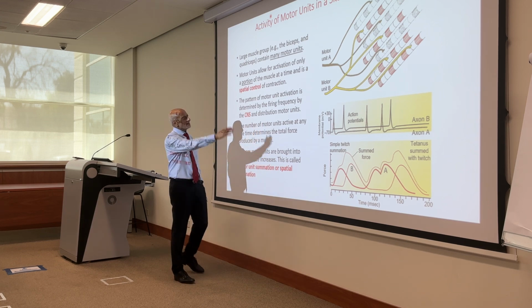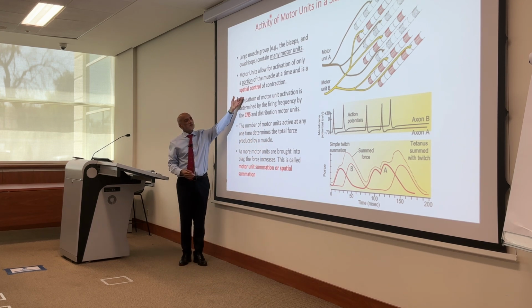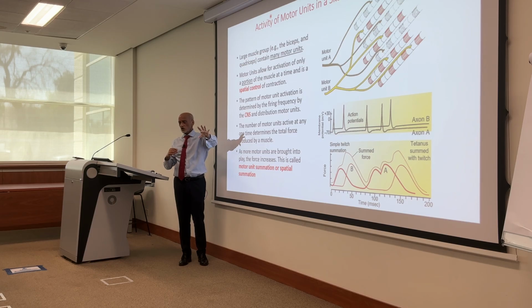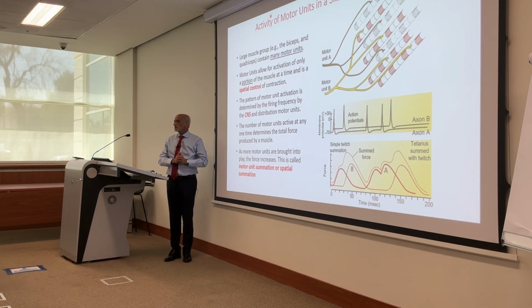And that's what I mean by spatial control. So the central nervous system, by regulating the frequency, will say, I want this group and that group to contract. Then I increase the frequency, I want that one and that one to contract. Then you come back to the small ones. That's what I mean by the CNS regulating this, so that not one group of fibers will get tired. So the number of motor units active at any one time determines the total force in the muscle.